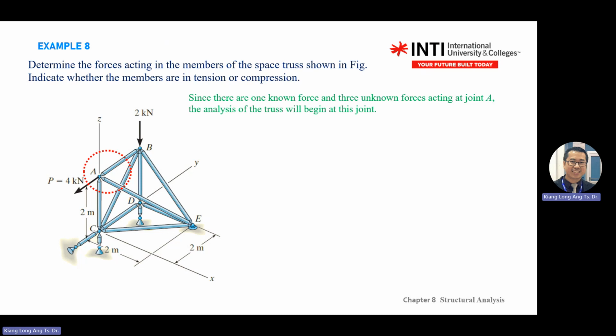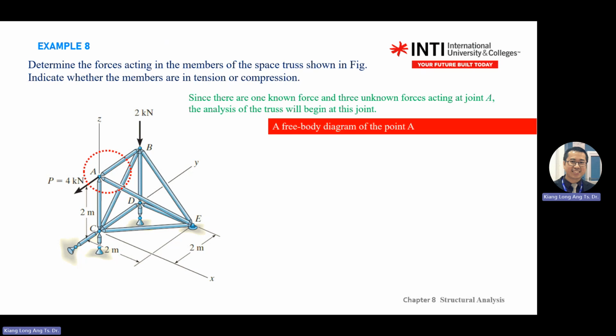In the previous class we chose two members with a known value. Now because it's 3D, we choose a point with three members and a known force. So these are the steps we take. There is one known force and three unknown forces. Yesterday in 2D, we took one known force and two unknown forces.